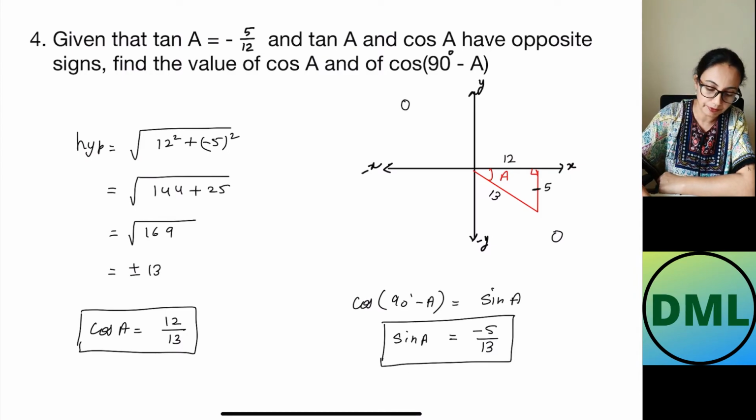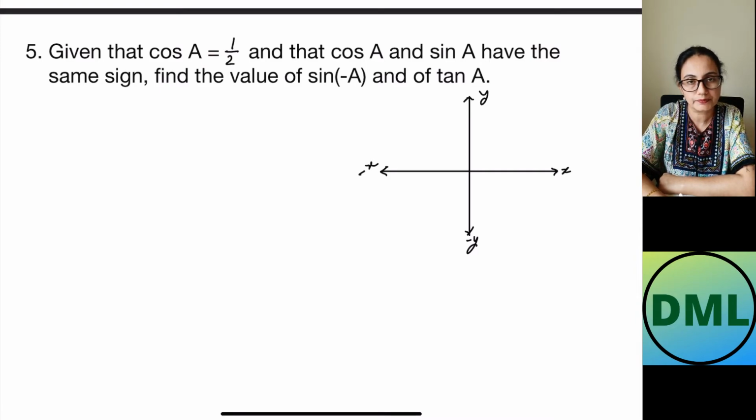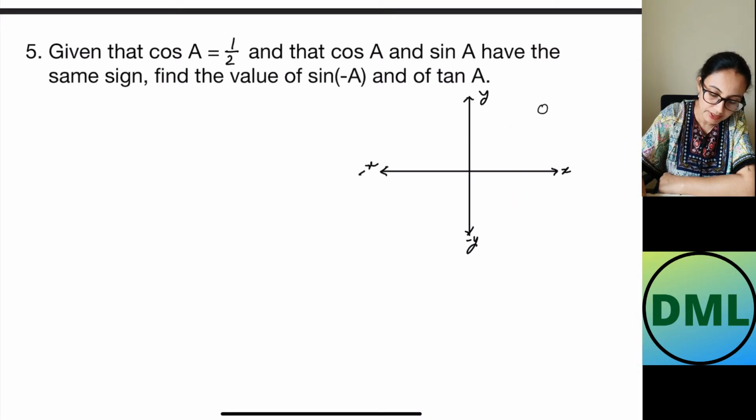Let's see one more example. Given that cos A is equal to half and that cos A and sin A have the same sign, find the value of sin negative A and tan A. These are the four quadrants we have and I need to see that cos A will be positive. Now in which two quadrants is cos A positive? Cos A is positive in the first and the fourth quadrant only. So let's write the first and the fourth quadrant.